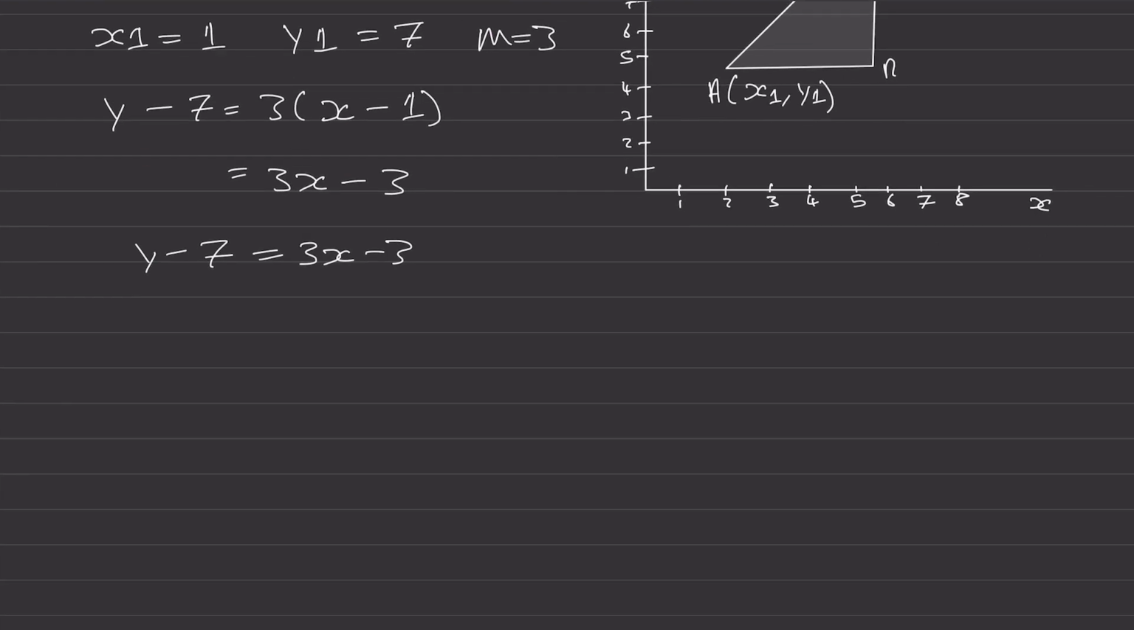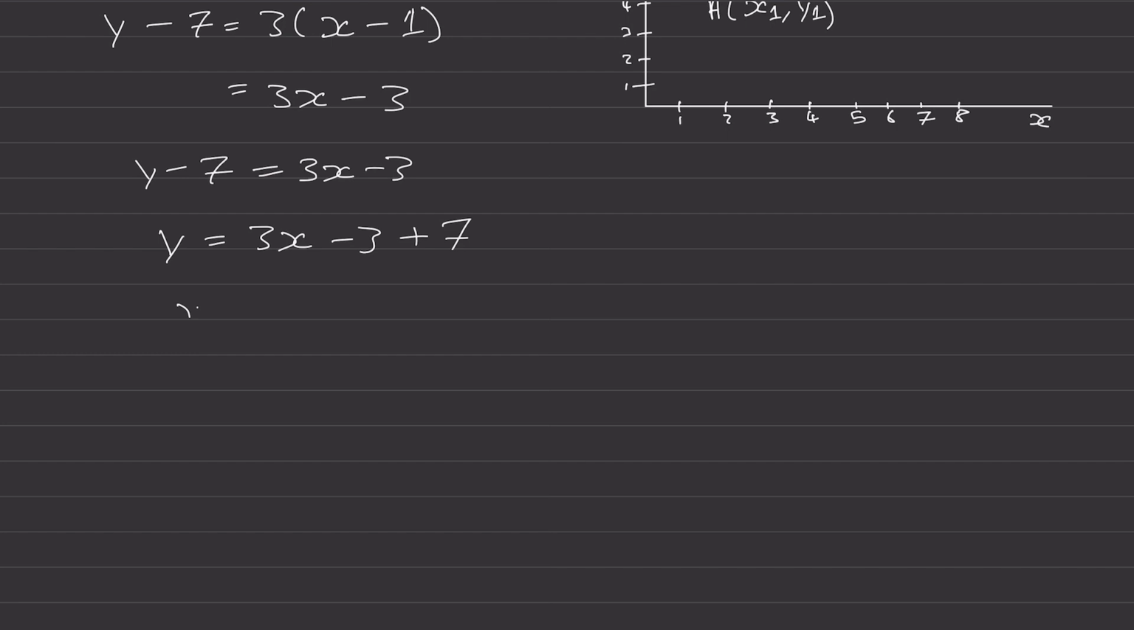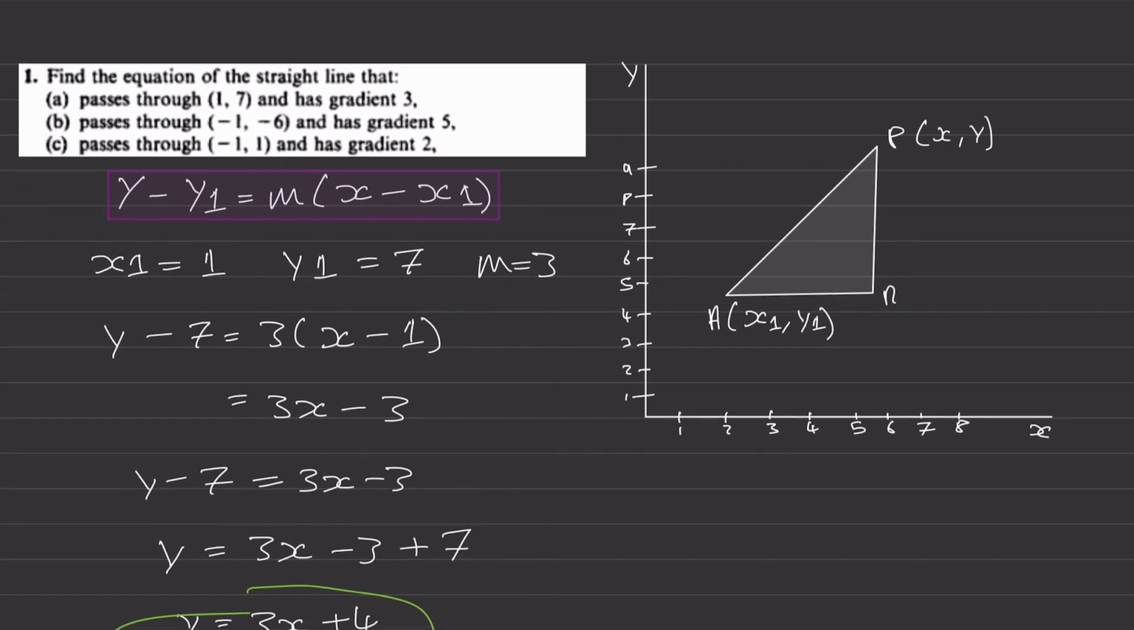What we want to do is have y on its own. In order to do that, we need to add 7 to both sides. By adding, we remove the negative 7. So we get y is equal to 3x minus 3 plus 7. That gives us our final answer, which is y is equal to 3x plus 4. This would be our answer for question A.